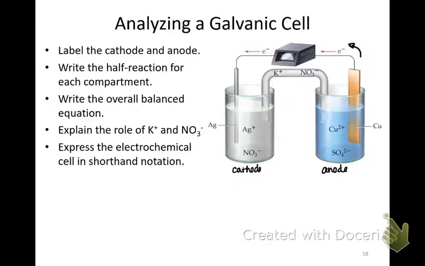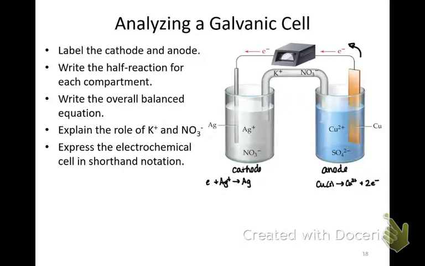Okay, we can write the half reaction for each compartment. In the anode, we know that oxidation is happening. So we're going to go from the lower oxidation number to the higher oxidation number, and therefore produce electrons. In the cathode, we know reduction is happening. So we're going to go from the higher oxidation number to the lower oxidation number and consume electrons.